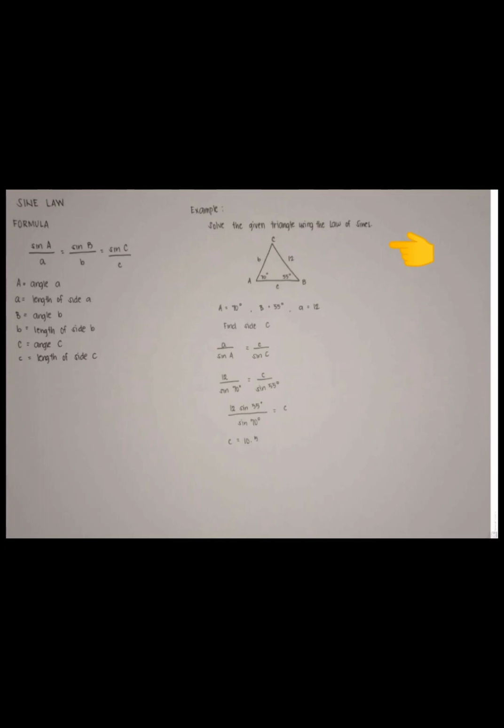For the length of side A it is 12 over sine 70 degrees is equal to letter c over sine 55 degrees. So we will be using the cross multiplication. We will multiply 12 by sine 55 over sine 70 degrees is equal to c. So if we solve this, 12 sine 55 degrees over sine 70 degrees, we will have the value of length c as 10.5.